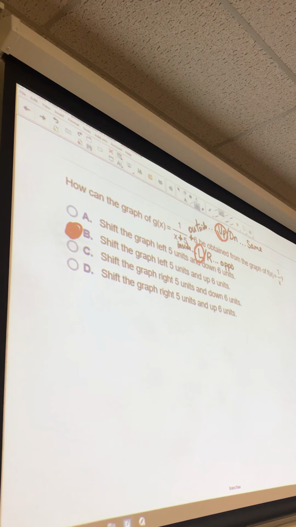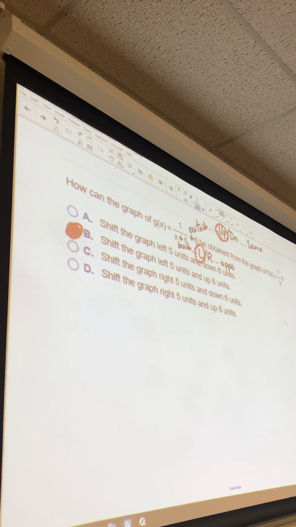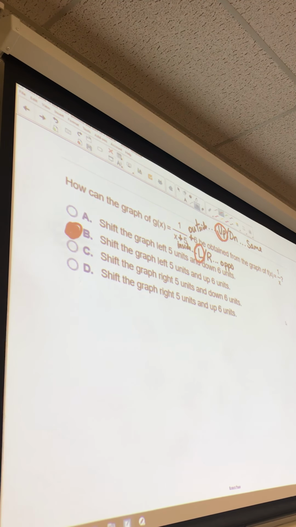So, choice B there. How did we determine left five? The 5 is inside, it's written where the variable is written. And so that tells you that it's going left or right. And it's the opposite from what the sign would make you think about those. So, plus would normally be right, negative would make you think left, but it's the opposite.